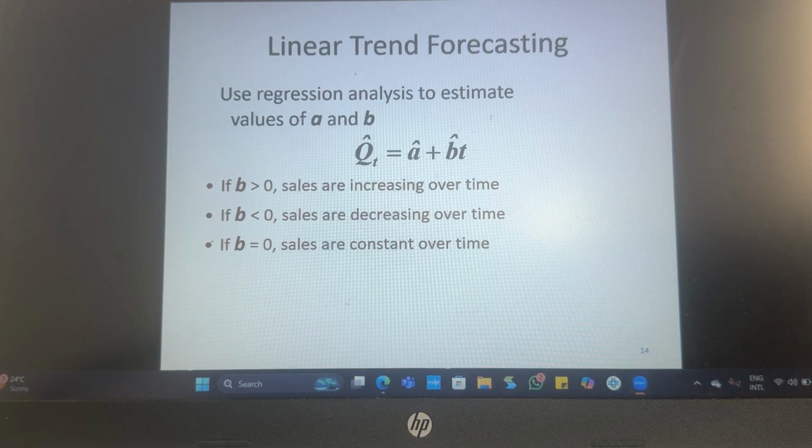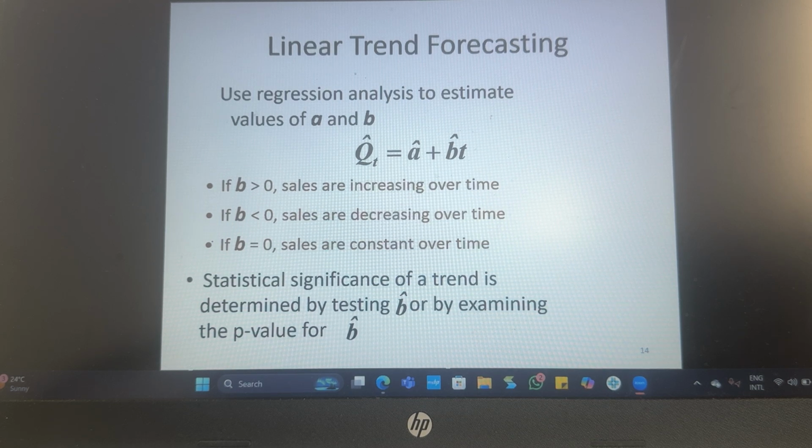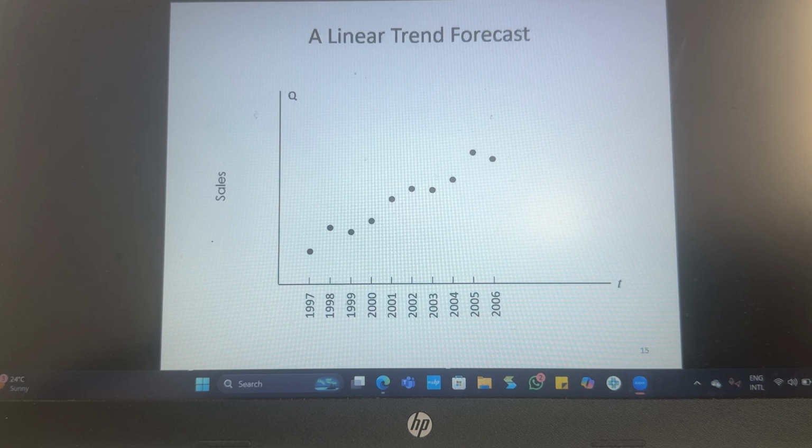So this is how you can interpret the parameter, and before that you need to test this one for statistical validity. Either t-test or p-value test you can use for that. Statistical significance of a trend is determined by testing B hat or by examining the p-value for B hat. I think under QT also you studied this one. I also remind this one briefly. So you need to test. If the parameter is statistically significant, then you can use it for other forecasting purposes.